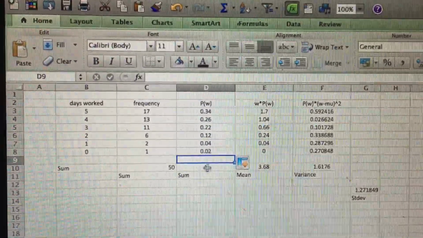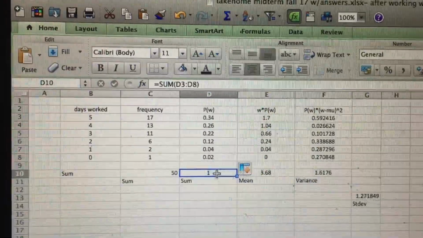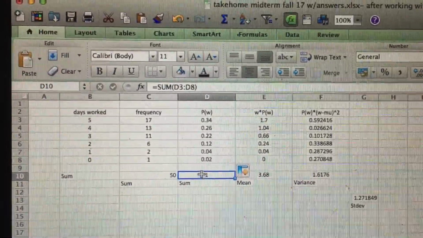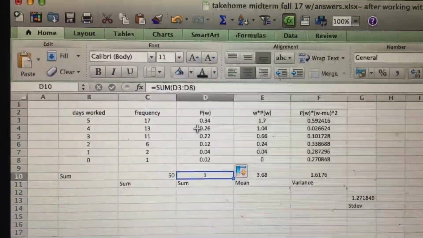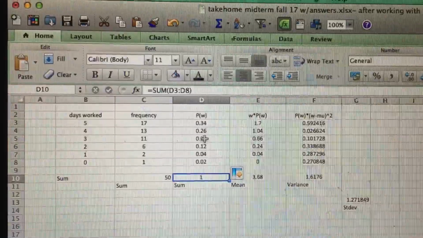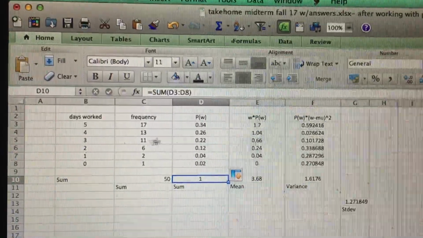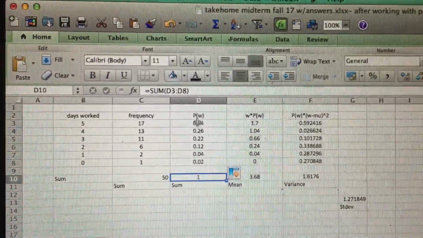When you do the sum for this, you should get 1. If you don't have 1, you did something wrong. Maybe even do just one at a time. You could do this number divided by 50, this number divided by 50, and so on, so each of these divided by 50 for each one of these slots.